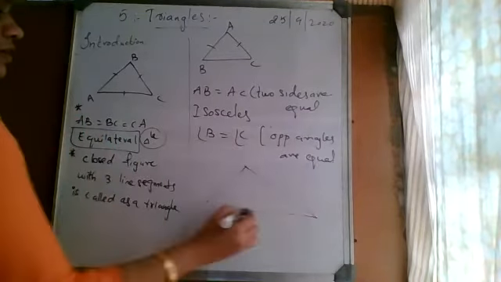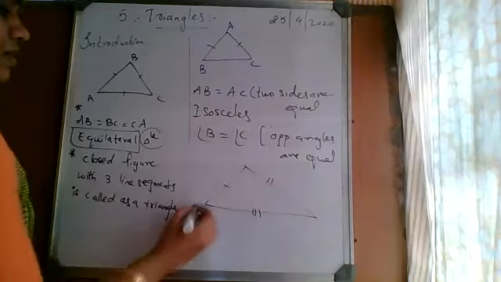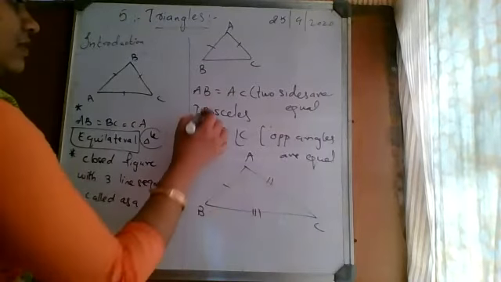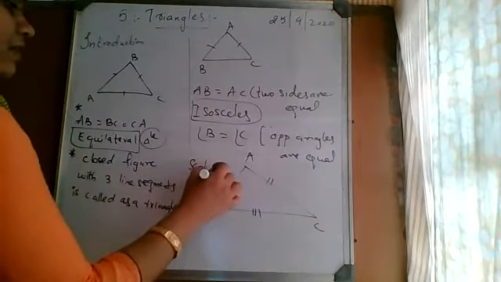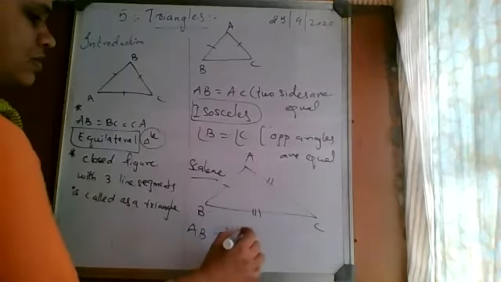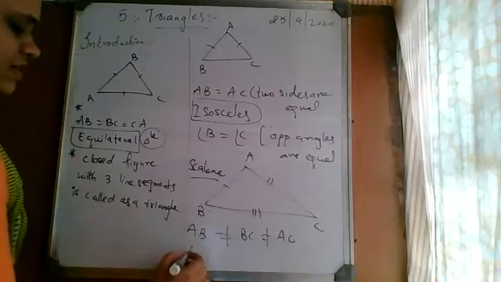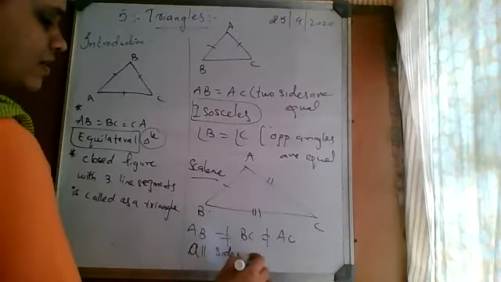Next is scalene triangle. In scalene triangle, all the sides are different. 1, 2, 3. All sides are different. So this is your scalene triangle. In scalene triangle, AB is not equal to BC is not equal to AC. All sides are different.